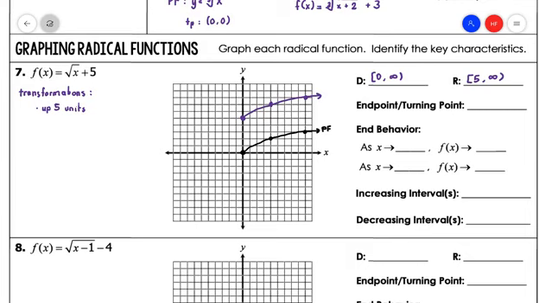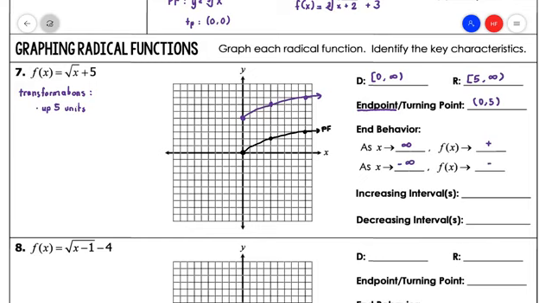I don't have a turning point. I get an endpoint on my square root functions. The endpoint of this one is (0, 5). And my end behaviors: as x approaches infinity, f of x is increasing. And as x approaches negative infinity, so if we're going from the right to the left, we are decreasing.